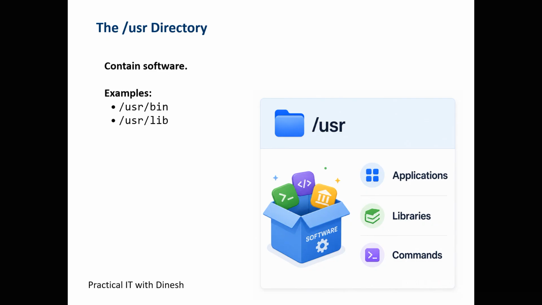The /usr directory has installed software and utilities. It contains commands, libraries, applications, etc. Examples are /usr/bin, /usr/lib. Many Linux programs live here.